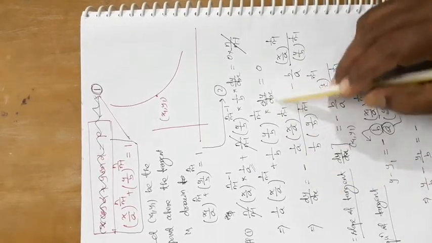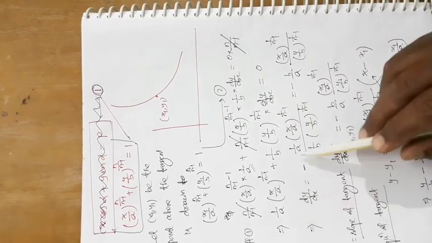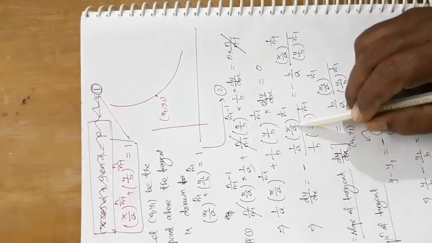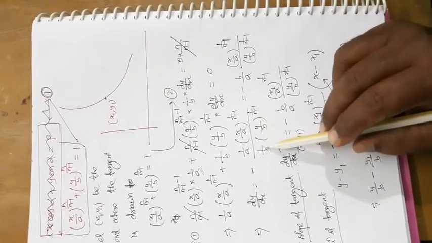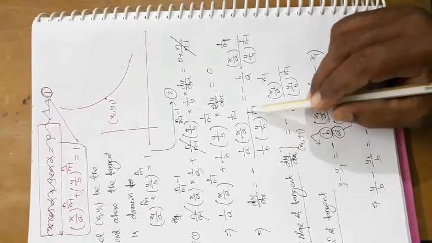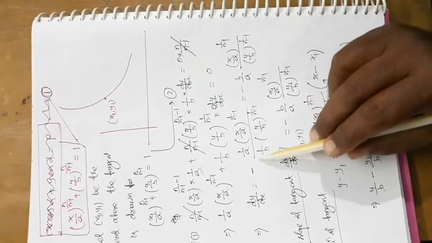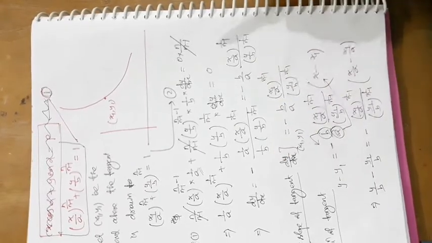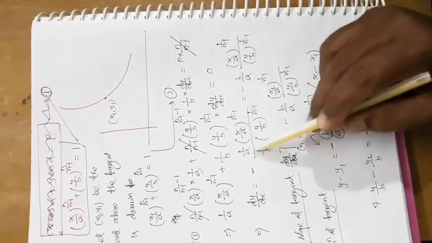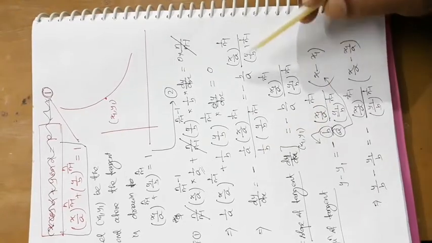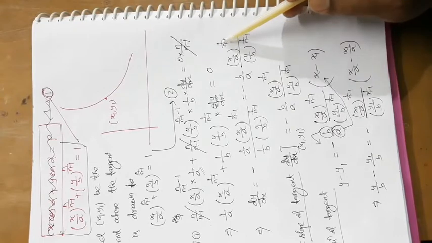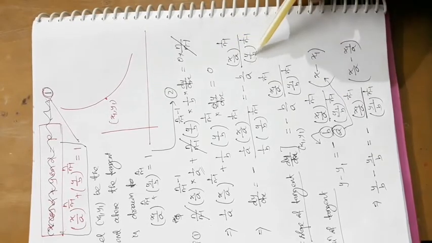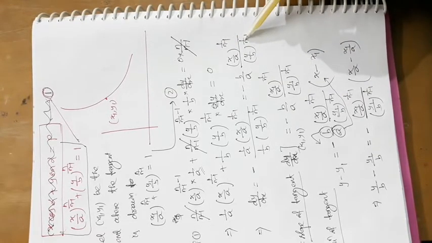What is dy by dx? It is minus 1 by a (x by a) to the power 1 by n minus 1 divided by 1 by b (y by b) to the power 1 by n minus 1. It is minus b by a, 1 by a by 1 by b. It is minus b by a (x by a) whole to the power 1 by n minus 1 by (y by b) whole to the power 1 by n minus 1.